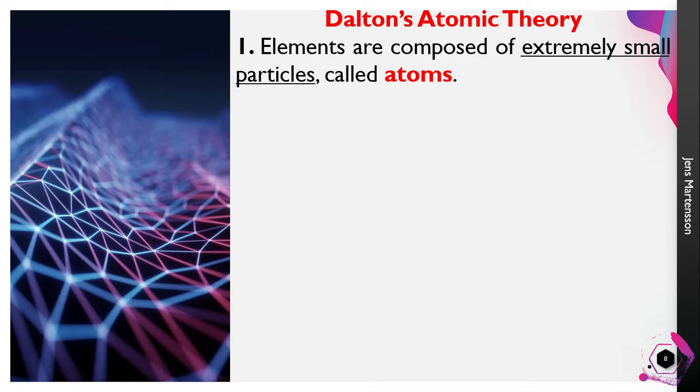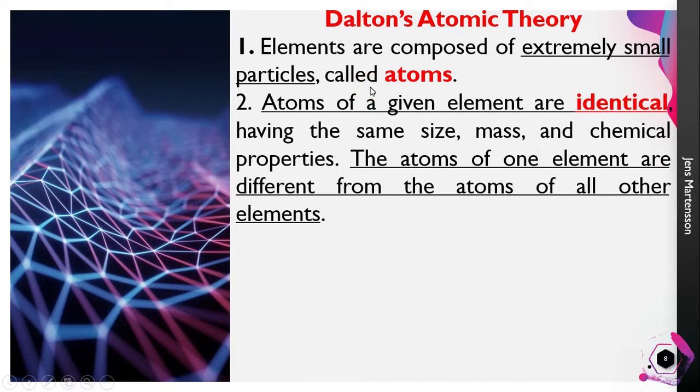Let us talk about Dalton's atomic theory. There are, I think, four or five postulates. First, according to Dalton's atomic theory, elements are composed of extremely small particles called atoms. The second postulate is that atoms of a given element are identical, meaning they have the same size, the same mass, and the same chemical properties.